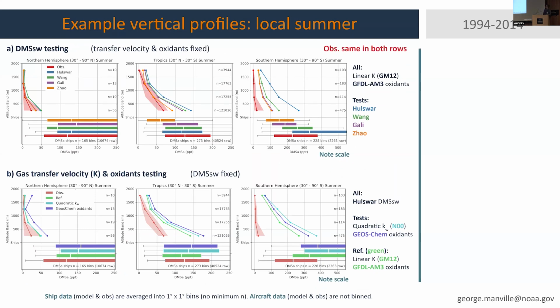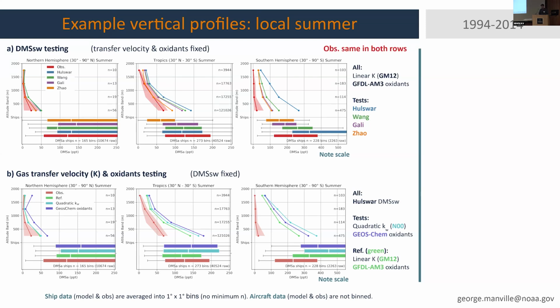The observations are in red, and then on the top row, we fixed the transfer velocity and the oxidants as the linear k and the AM3 oxidants from the GFDL model, and then we alter the seawater DMS. And on the bottom row, we fix the DMS using the Hulswar, and then we alter the transfer velocity using the Nightingale or the GEOS-Chem oxidants.